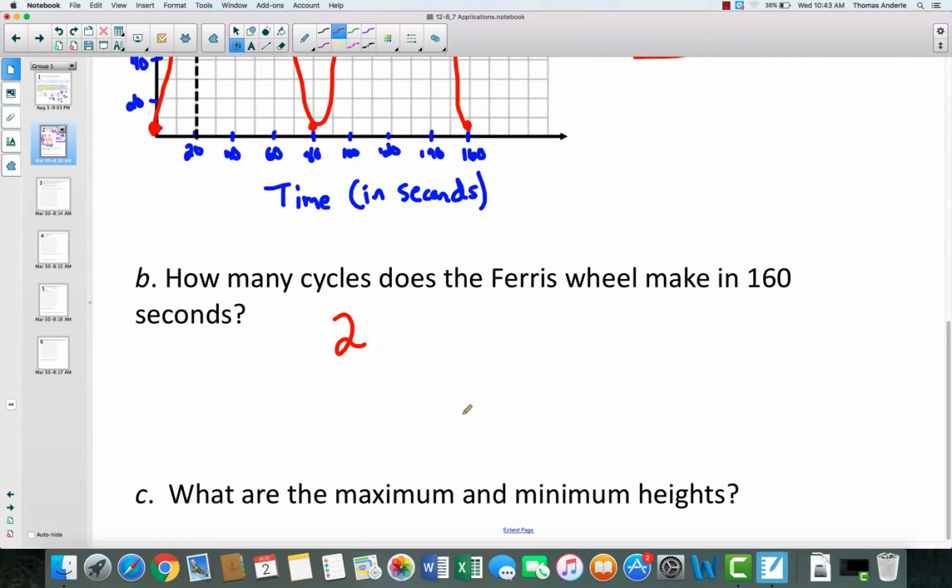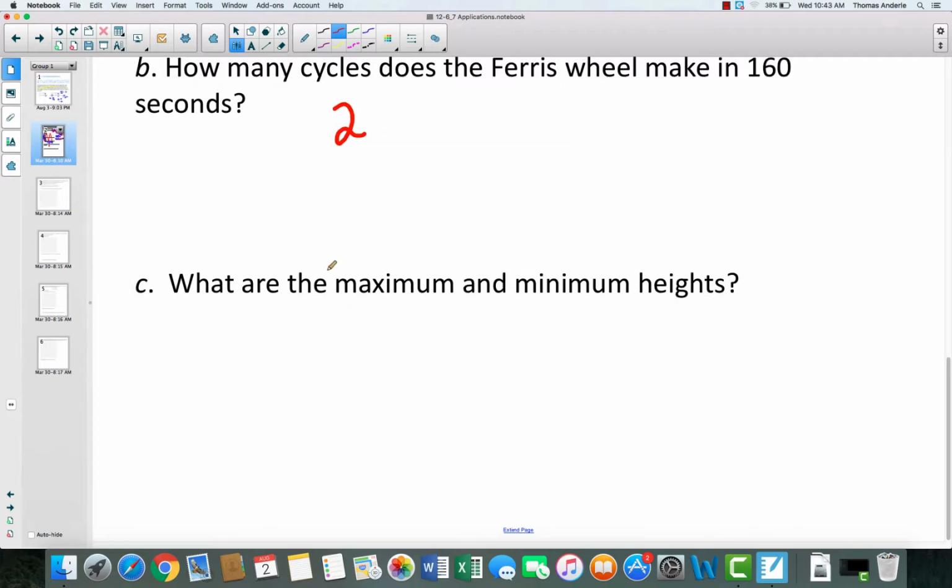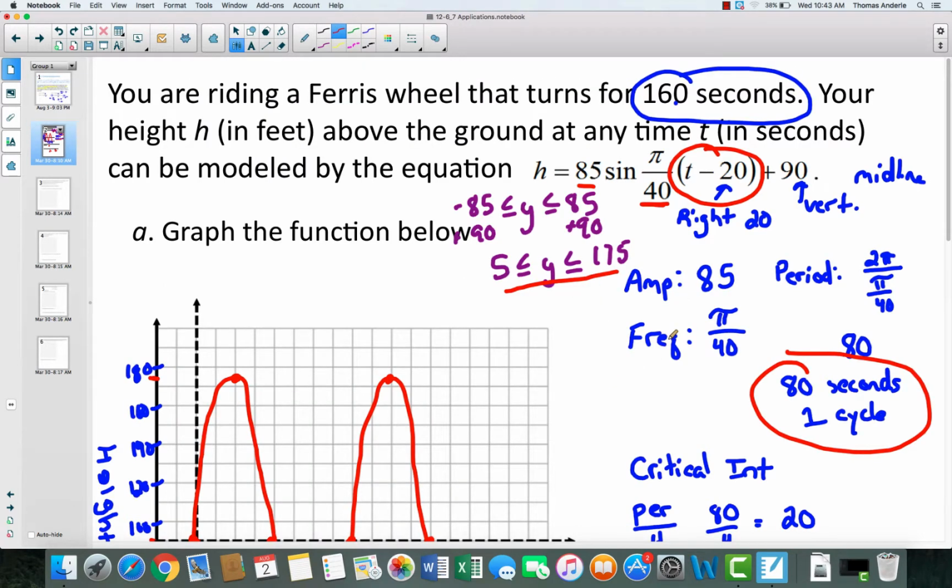And last question, what are the maximum and the minimum heights? We already did that with our important information. The maximum was 175 feet. The minimum we said was 5 feet. Okay. And that's graphing an application question that pretty much has everything. It has phase shift, vertical shift, it's probably the hardest type of question you'll see, graphing, because it has everything.